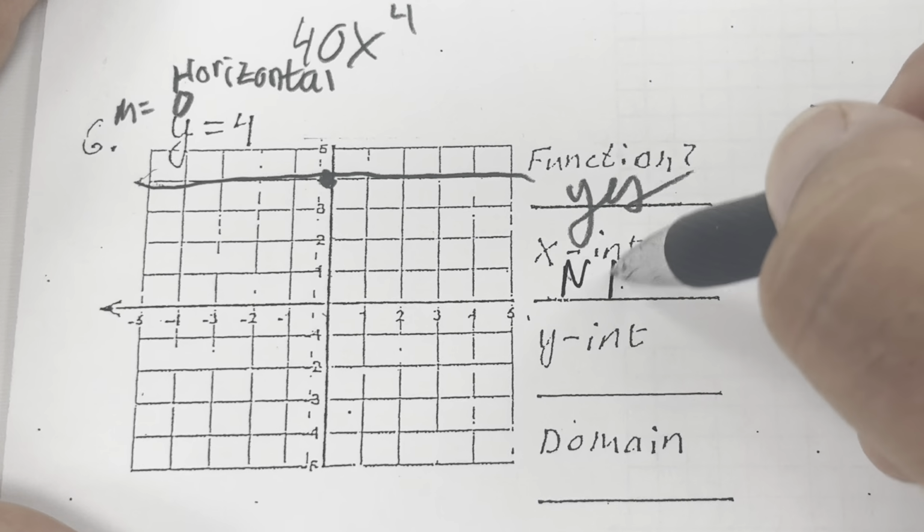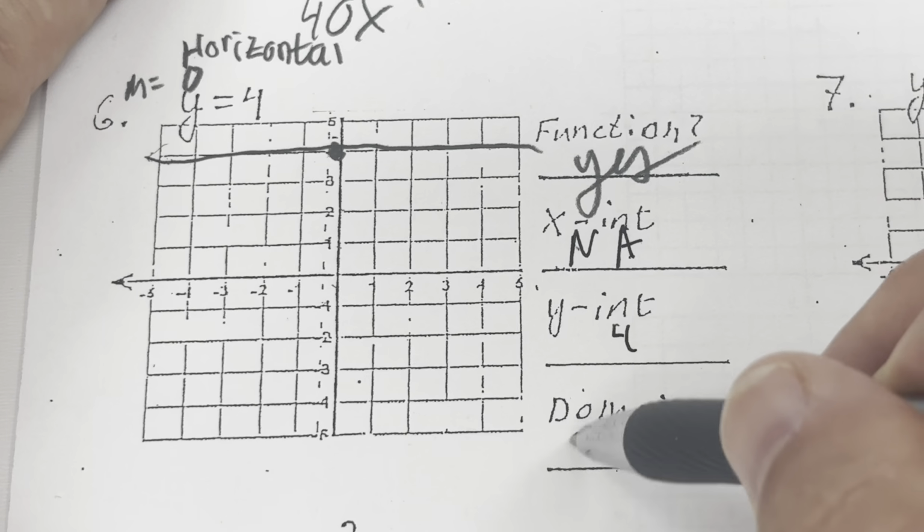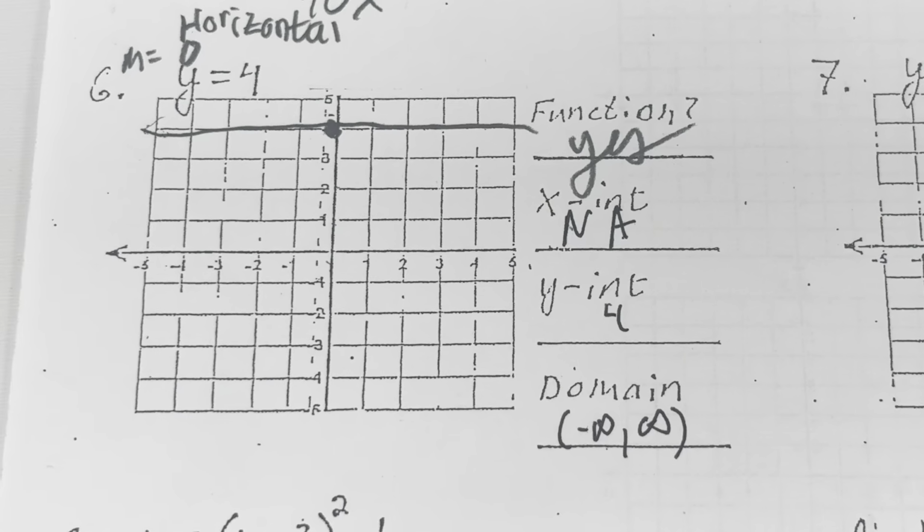The x-intercept is not applicable, or DNE. The y-intercept is 4. The domain, it goes to the left forever. It goes to the right forever. We say all real numbers sometimes.